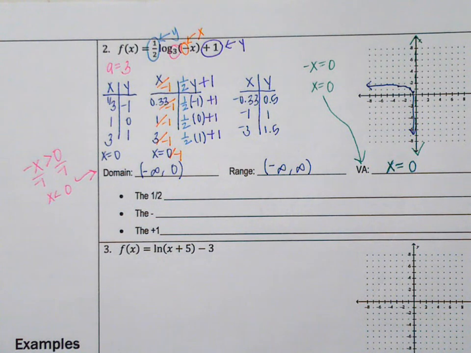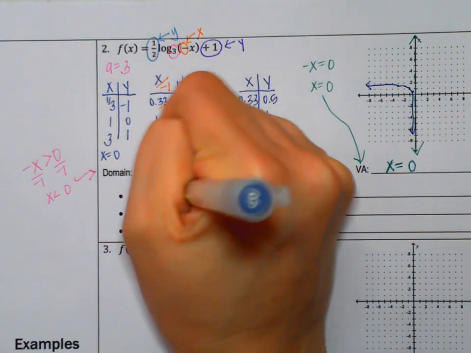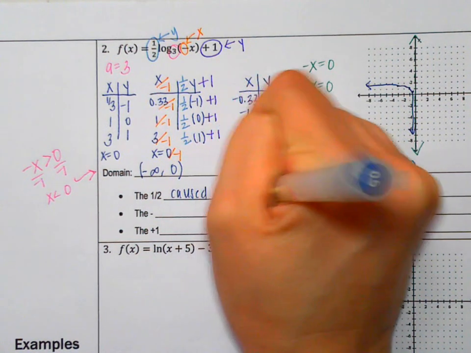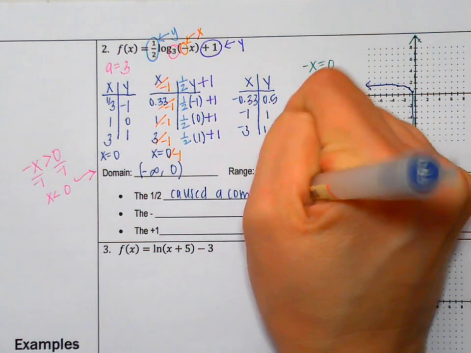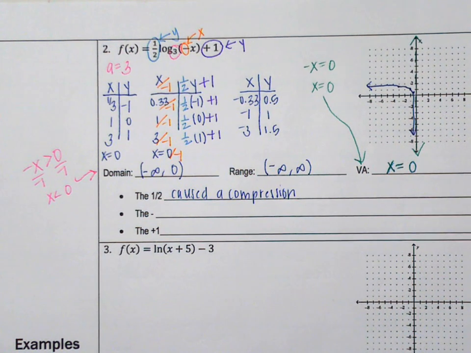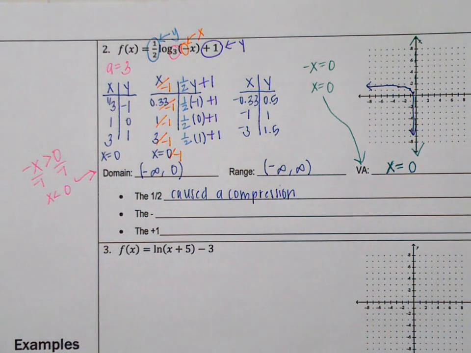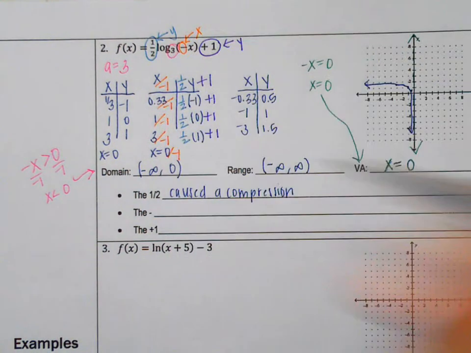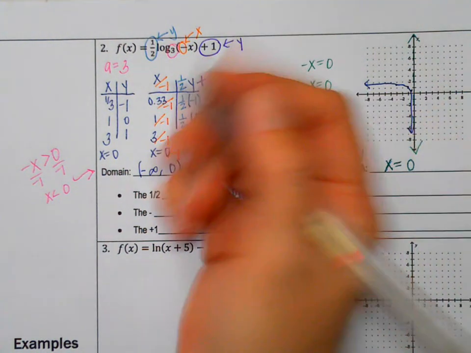Now, the 1/2 causes a compression of the graph. The negative caused a reflection. Remember, I want you to be specific with what it was reflected over. So if it's a change to x, it caused a reflection over the y-axis.